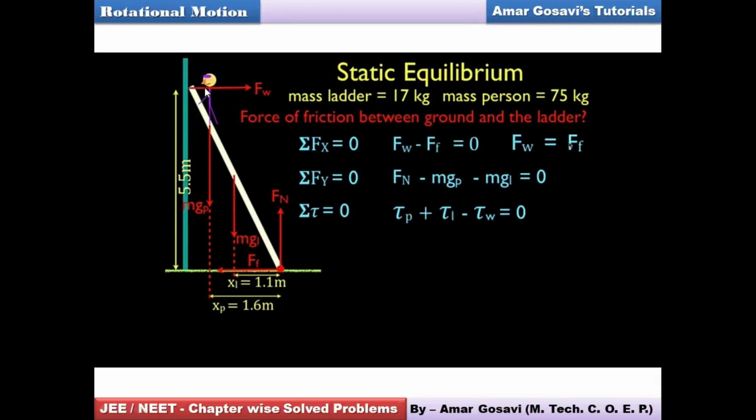So force exerted by the wall should be nullified by force exerted by friction. So in a way, if we estimate Fw, indirectly we will get the force of friction. That's what we are supposed to estimate as per the question.